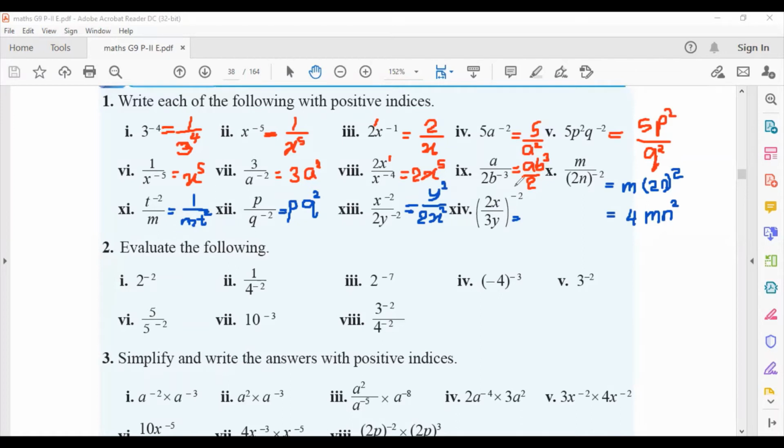Both these are having negative indices. So you just take the reciprocal. Then this becomes 3y upon 2x, all the set. Now you have interchanged numerator to denominator position. Then the sign of this index should be changed to positive, from negative to positive.